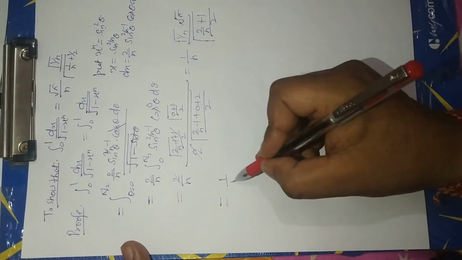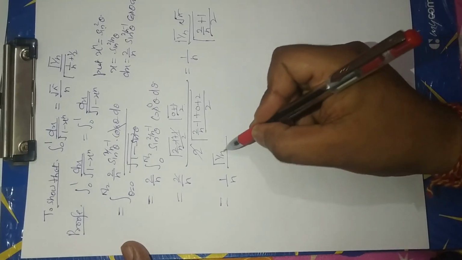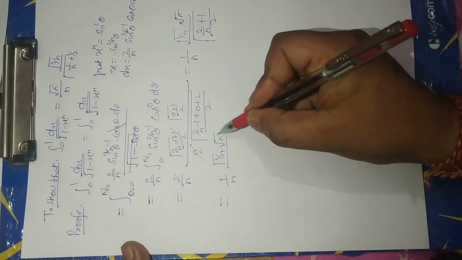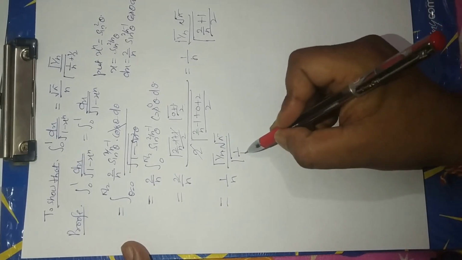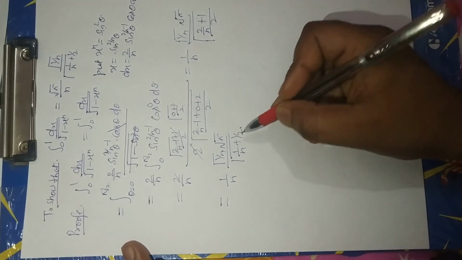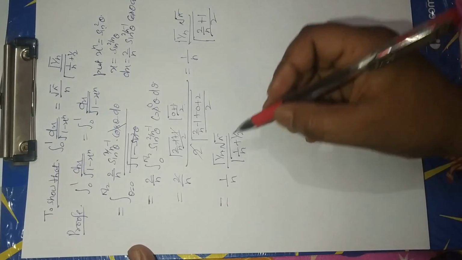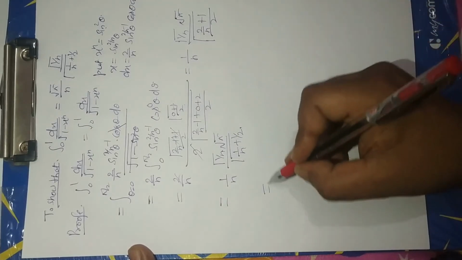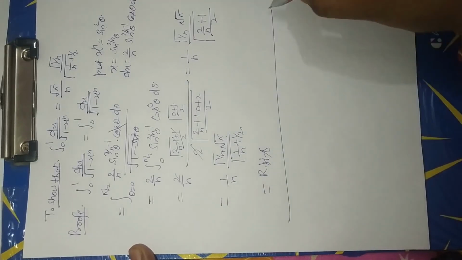Now 1 upon n, gamma 1 upon n under root pi upon gamma 1 upon n plus 1 upon 2. This is equal to the right hand side. This is the complete solution.